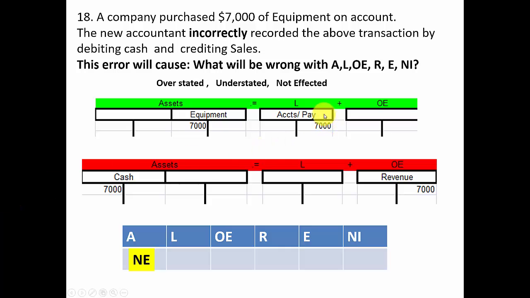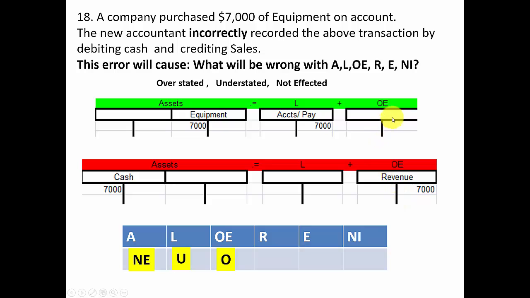Liabilities, you should have increased liabilities by 7,000. Instead, you didn't do anything to liabilities. So it looks like liabilities will be understated by 7,000. Owner's equity should have done nothing. You should have made no change to owner's equity. Instead, you increased owner's equity by 7,000. So it'll be overstated by 7,000.